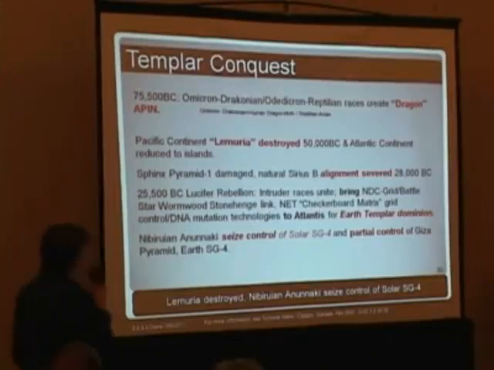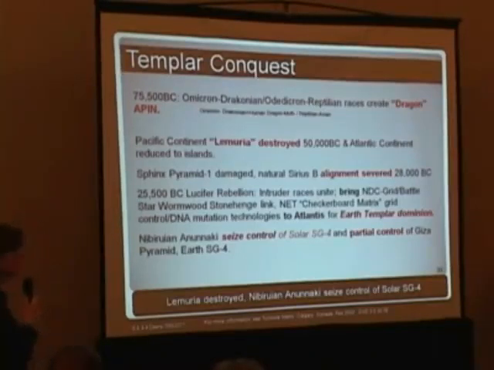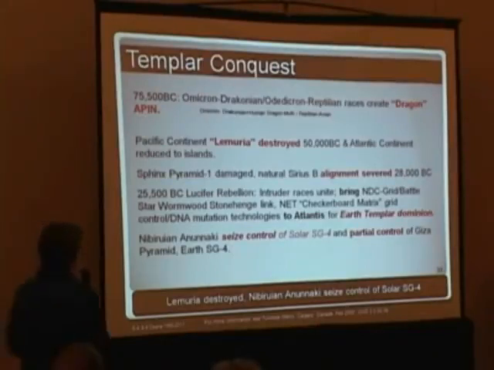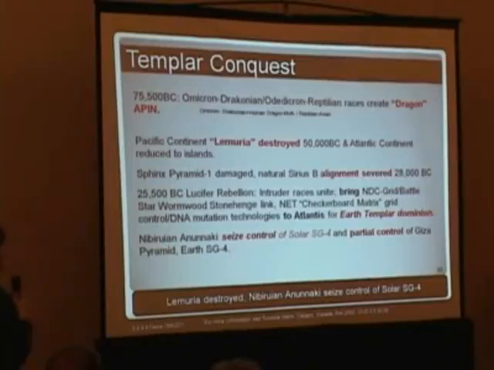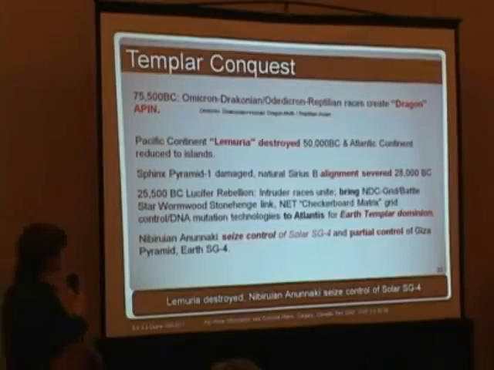25,500 BC, Lucifer Rebellion, the intruder races unite, which is interesting in and of itself since there's always all this infighting. Bring the Nibirian dyadic crystal grid and Battlestar Wormwood, Stonehenge link, net checkerboard matrix grid control, DNA mutation technologies to Atlantis for Earth Templar Dominion.